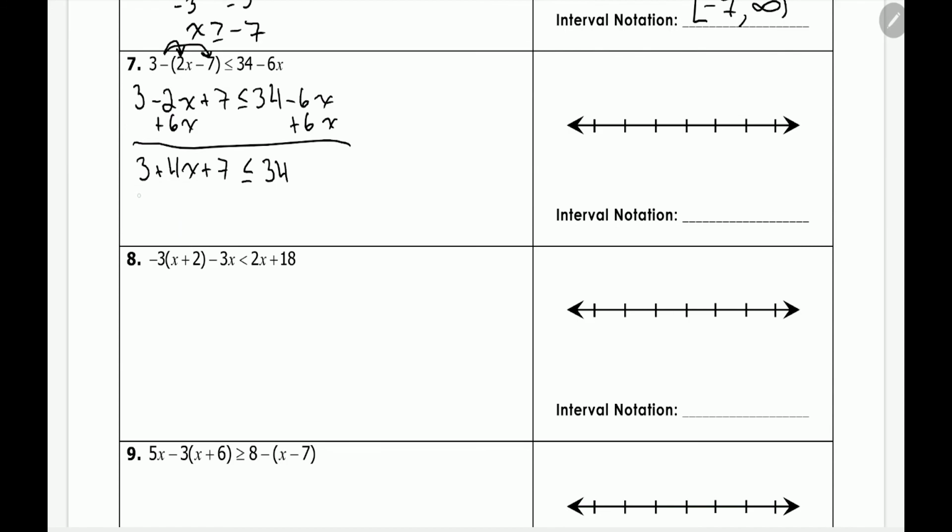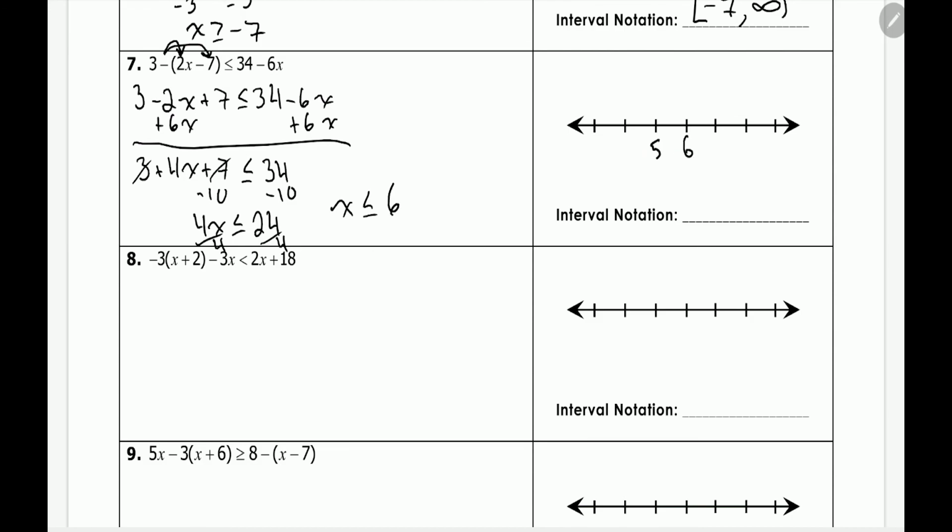Let's combine like terms again. So we have 3 and 7, that's 10. So we're going to subtract 10 on both sides. We're left with 4x is less than or equal to 24. Then if we divide by 4 on both sides, we have x is less than or equal to 24 divided by 4 is 6.